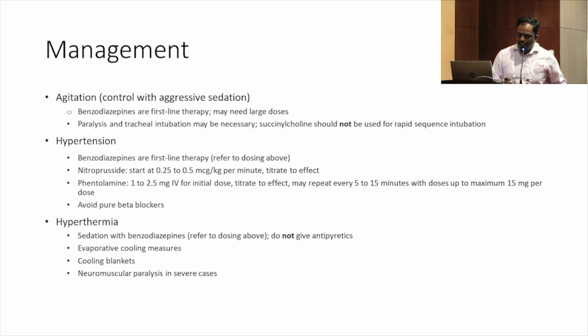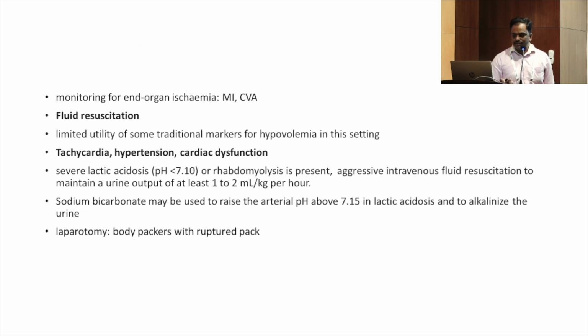Hyperthermia, again benzodiazepines will help to reduce the temperature, and other things are evaporative cooling measures, cooling blankets, and in case the temperature is going very high, like more than 41 degrees, you go for neuromuscular paralysis. So monitor also for end organ ischemias like MI and CVS in patients with sympathomimetic syndromes.